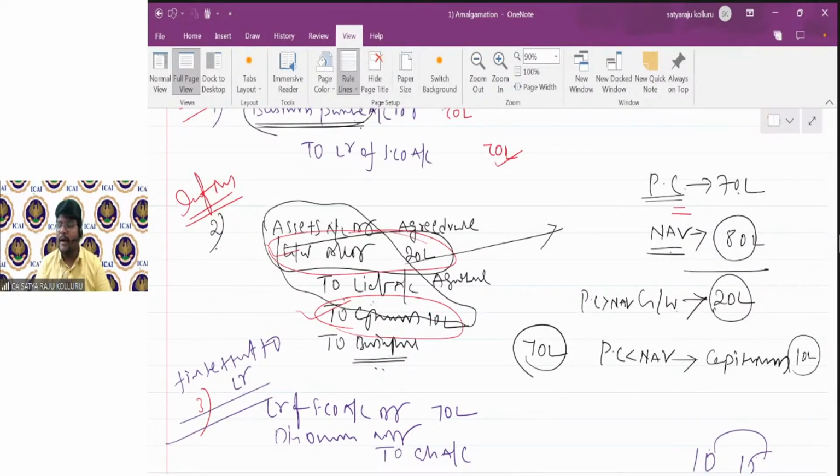It needs to be compared with PC. That is, you need to cancel the business purchase. If PC is greater than NAV, goodwill. If PC is less than NAV, capital reserve.